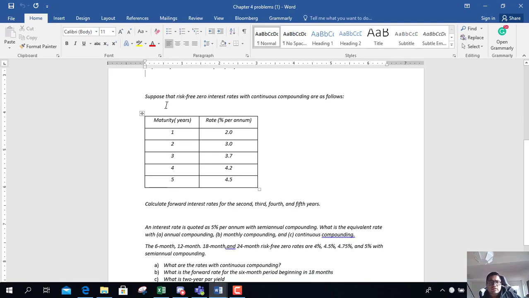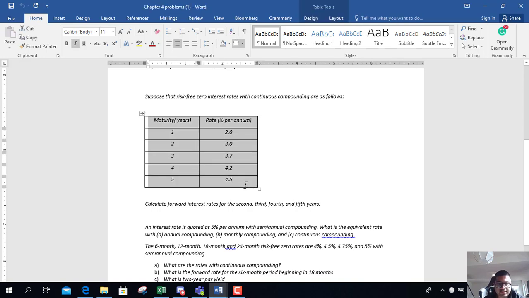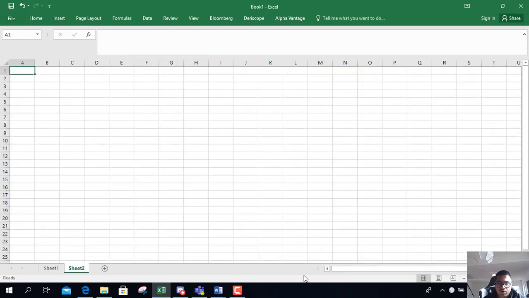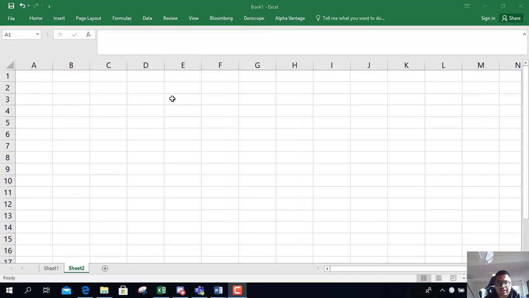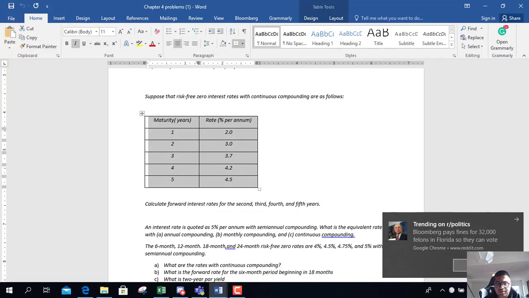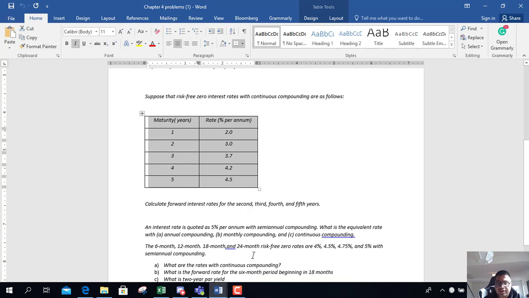Okay. Next one: suppose that risk-free zero interest rates with continuous compounding are given. So continuous compounding rates are given and they're asking you to find forward rates for the second, third, fourth and fifth year. So how to do that? I'll copy this to an Excel. We always find forward rates from continuously compounded rates, continuously compounded risk-free rates, also sometimes called zero rates. But continuous compounding should be there.